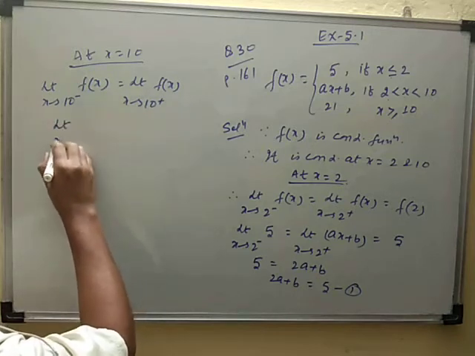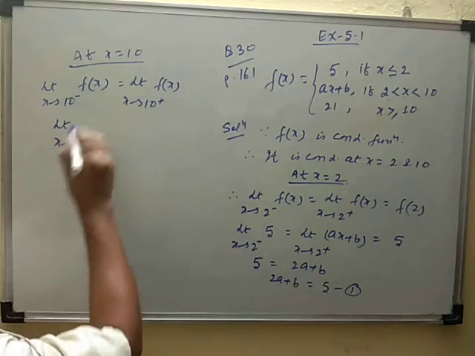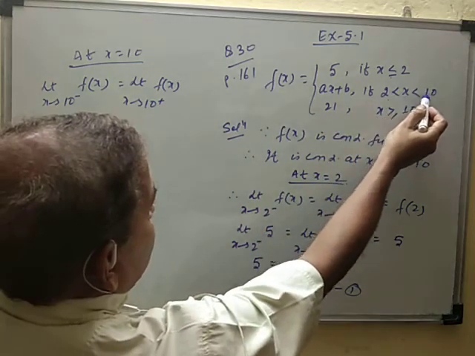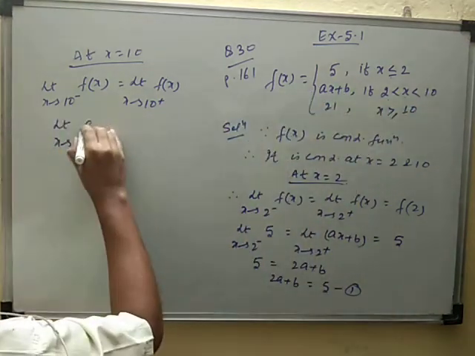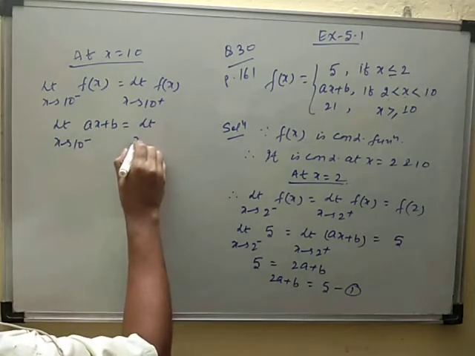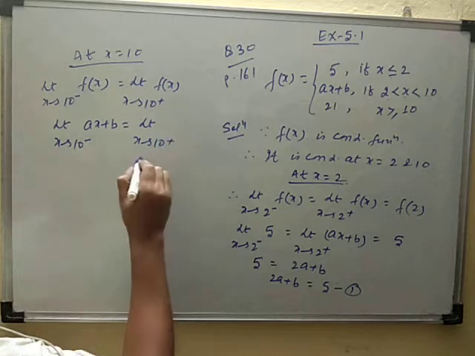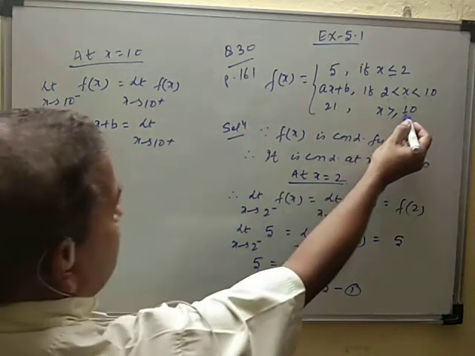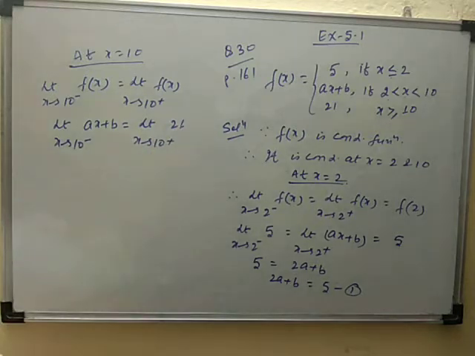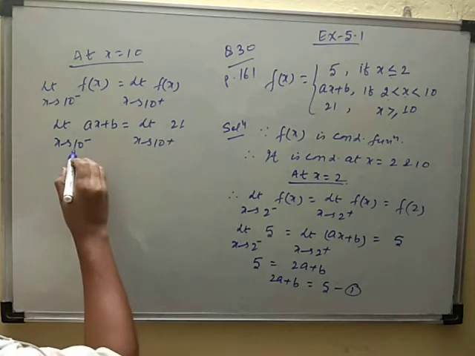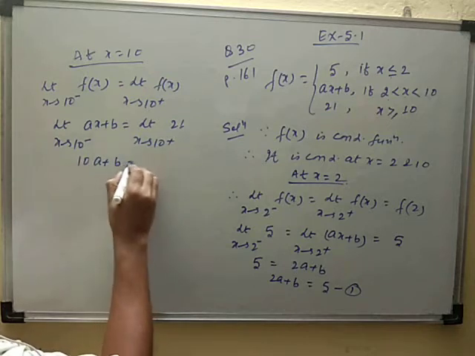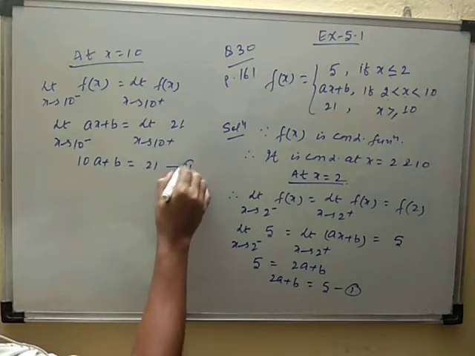So limit x tends to 10 minus, that is less than 10: when x is less than 10, the function value is ax plus b, is equal to limit x tends to 10 plus, that is greater than 10: when greater than 10, the function value is 21. Now put x equal to 10, so 10a plus b is equal to 21.